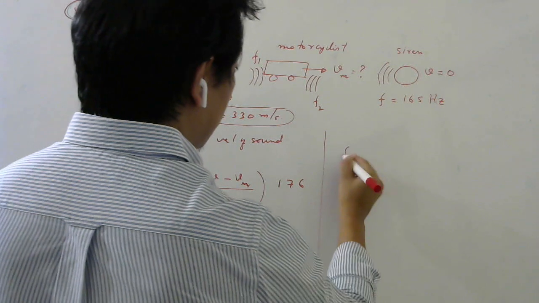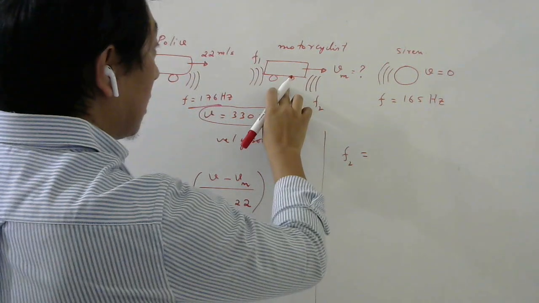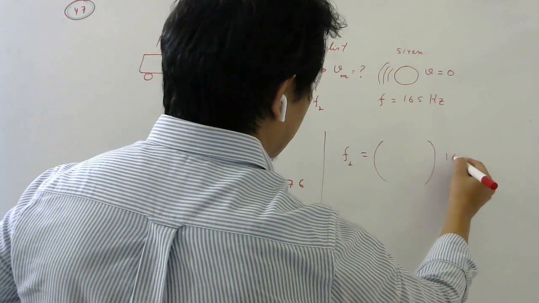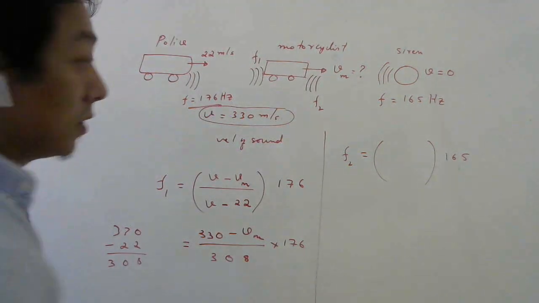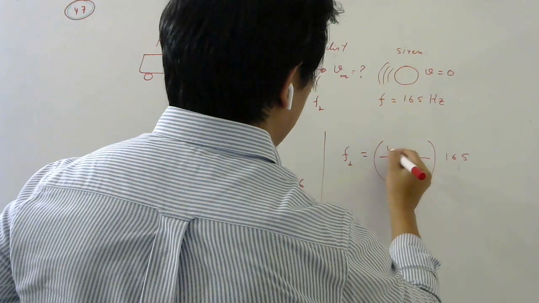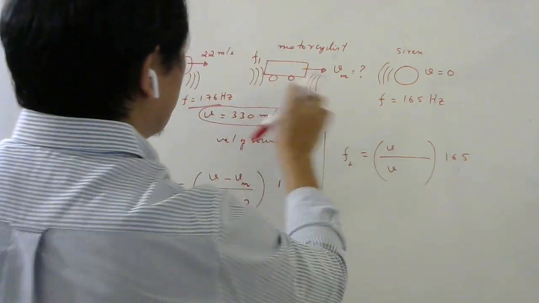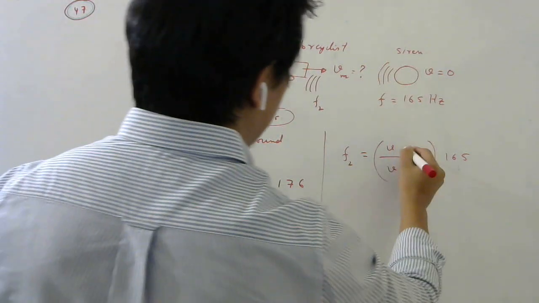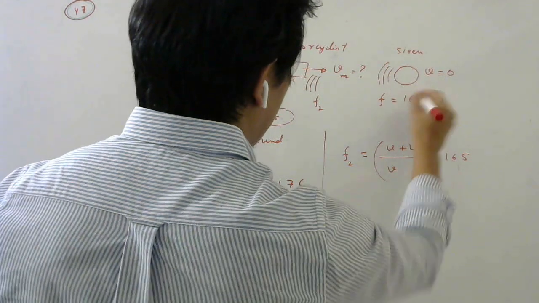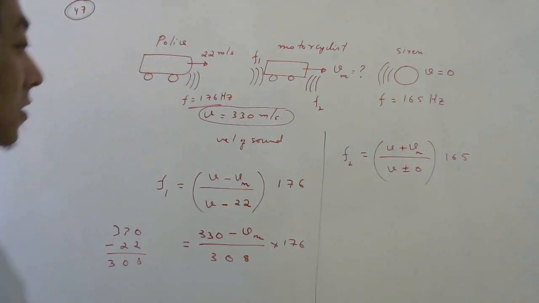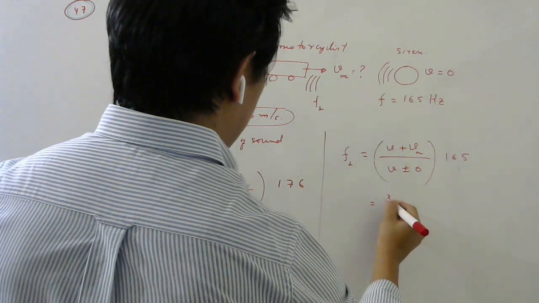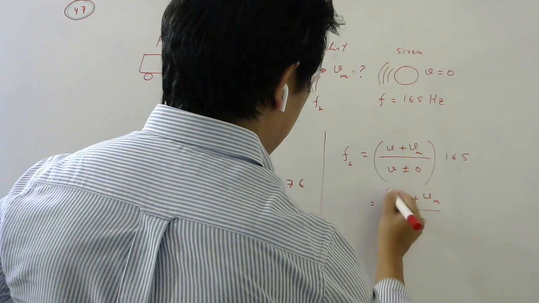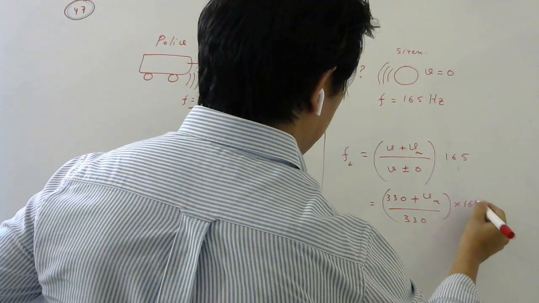Now f2 is the frequency of the sound heard by the motorcyclist from the siren. So this is your source. Actual frequency is 165. The observer is moving towards the source, so frequency should increase, so plus Vm. The source is at rest, so plus minus 0. So this will be 330 plus Vm divided by 330, into 165.